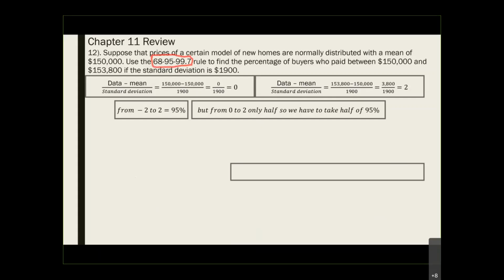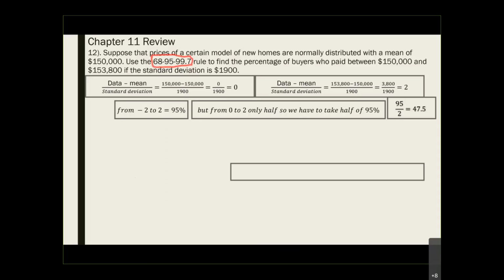And if I only need half of them, all I need to do is take 95 divided by 2, which is 47.5. Okay, which is again the percentage of the people who buy the house between 150,000 and 153,800 is 47.5%, right?